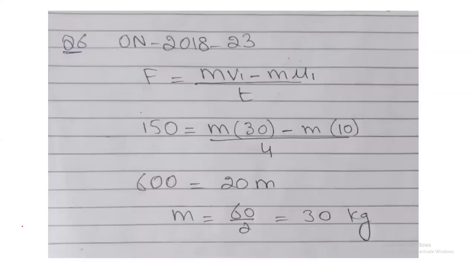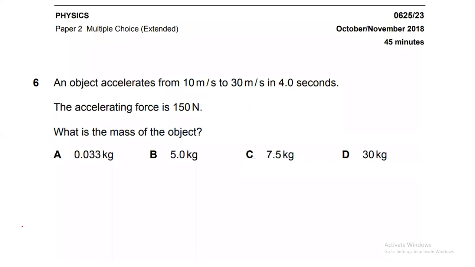So F is equal to m v minus m u, divided by t. So that will be 150, the resultant force, equal to m into 30 minus m into 10, the whole thing divided by 4. So 4 will multiply with 150, that will become 600. And you will have 20 m. So m will be equal to 600 divided by 20, that will be 30 kg. So the mass of the object is 30 kg. So that means D is the option.